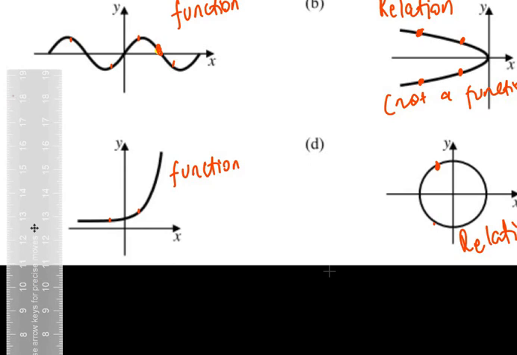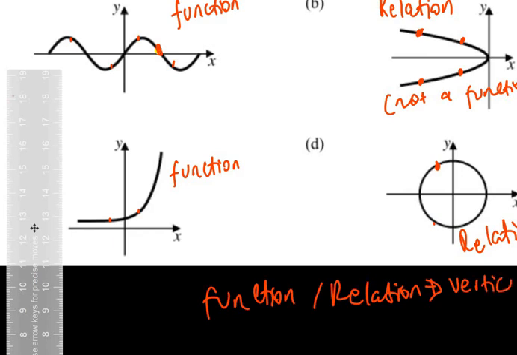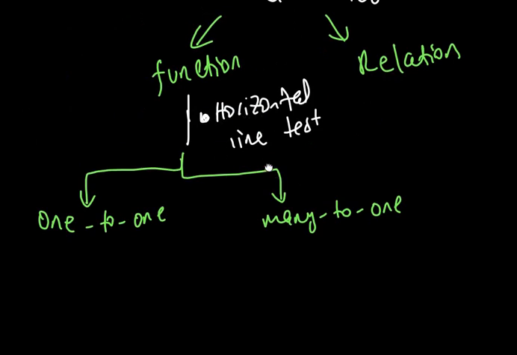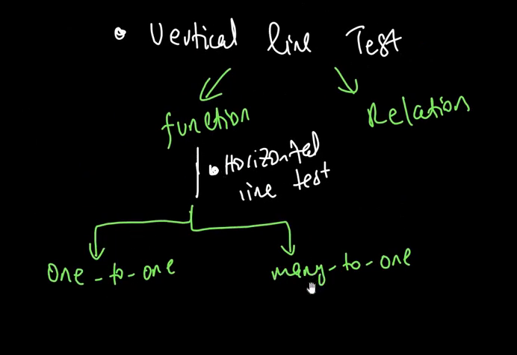So now that we know what is a function and what is not a function, to tell whether something is a function or a relation, we use what? The vertical line test. Now, how do we tell whether something which is a function is a many-to-one or a one-to-one? Remember, we use what? To tell whether that function is a one-to-one or many-to-one, meaning one man and one lady, or one man and two ladies, we use a horizontal line test.